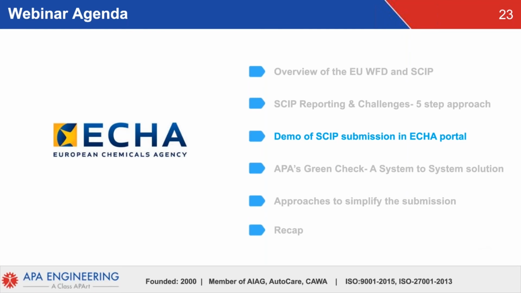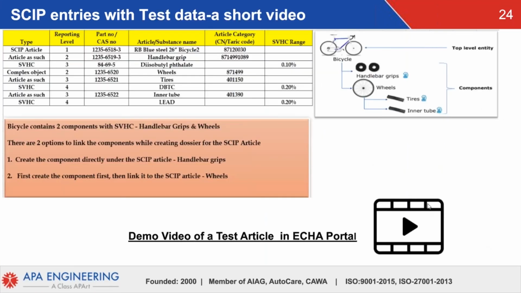Now we shall run a video of complex object. Now basically how to report in the actual SCIP portal. We have taken a demo video and we will show it to you here. In this video, basically we have covered 2 types of creation, creating the article in the complex object. So the first one is basically we can create the complex component directly under the SCIP article.